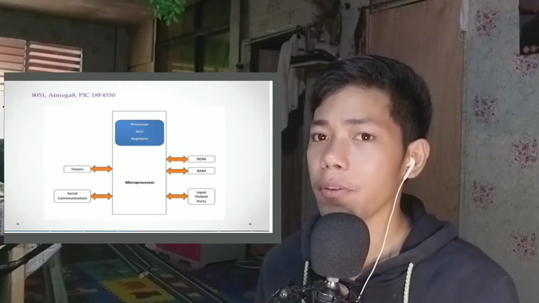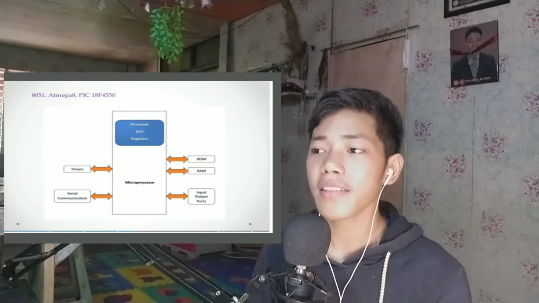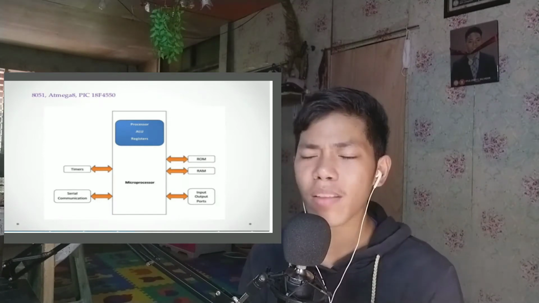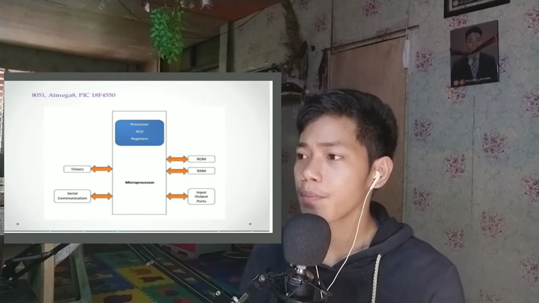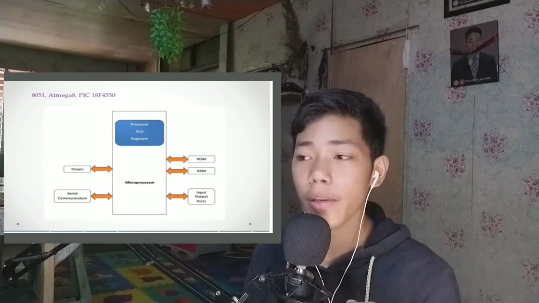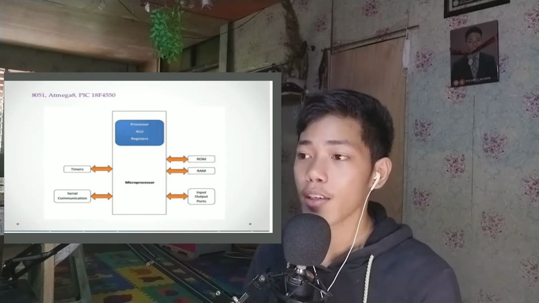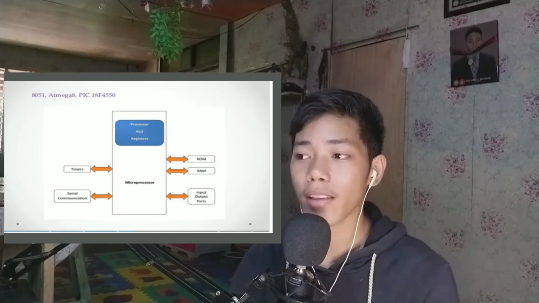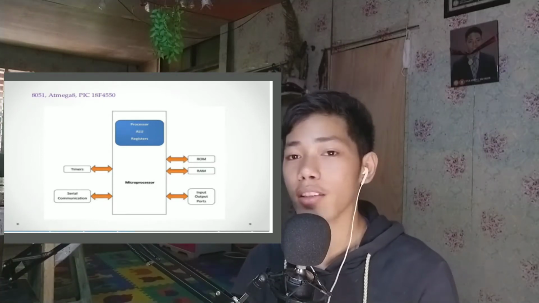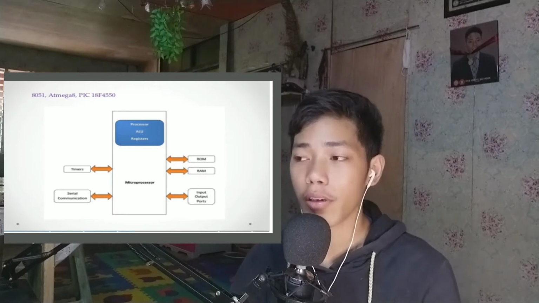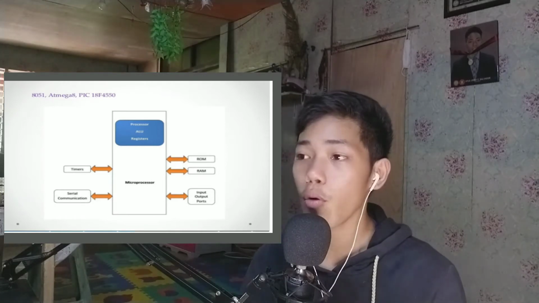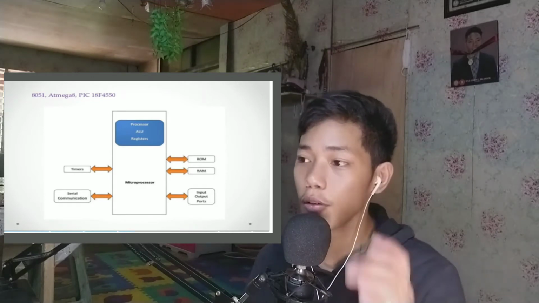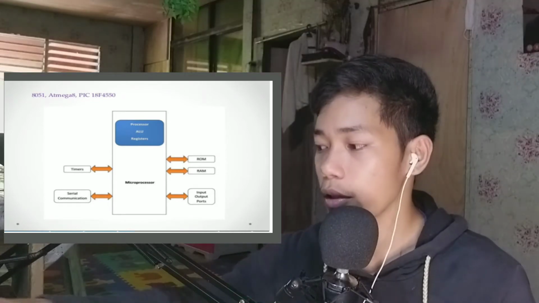So what is the 8051 microcontroller? It was designed by Intel in 1981. It is an 8-bit microcontroller. It is built with 40 pins, DIP or dual inline package, 4 kilobytes of ROM storage, and 128 bytes of RAM storage. Those are the components of the microcontroller. We can see that in the picture. So next.